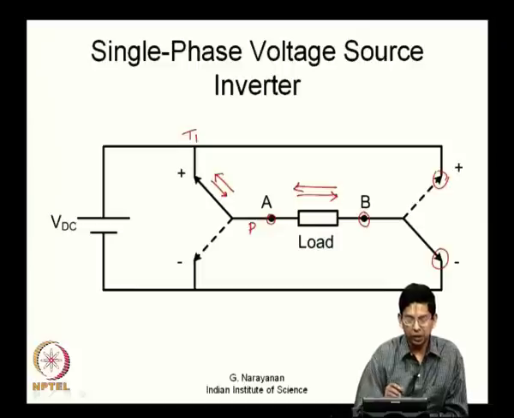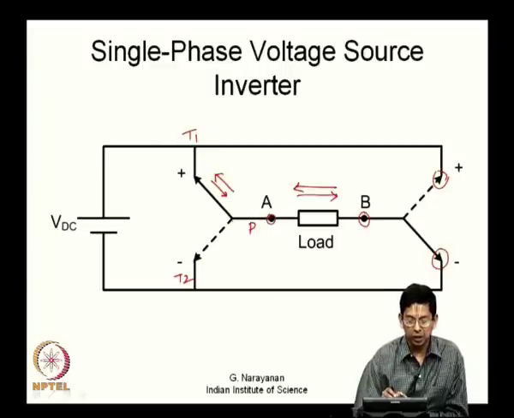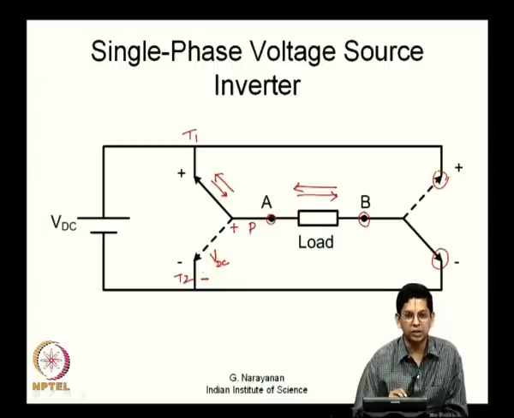When the pole P is connected to throw T1 like this, what happens between P and T2? Obviously, the switch between P and T2 is off, and it is blocking a certain potential. What is the polarity of that potential? Since the pole P has been connected to the top throw, it is connected to the positive DC bus voltage. So this point is positive, and the throw T2 is connected to the negative of the DC bus, and the entire DC bus voltage gets applied across that. What you get between P and T2 is the entire DC bus voltage, and P is positive with respect to T2. That is what we find here.